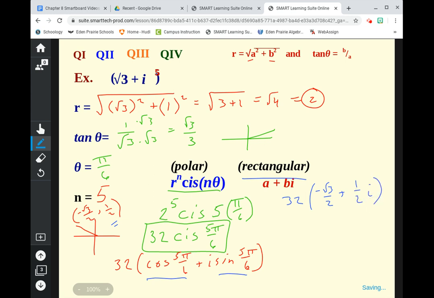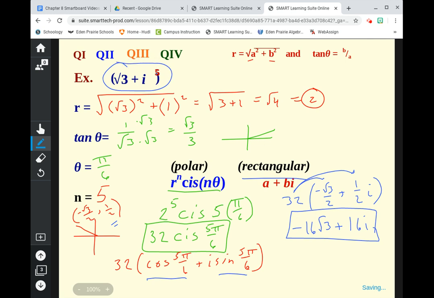And now if I go ahead and distribute the 32, I have 32 times that and 32 times that. 32 times negative root 3 over 2 is actually negative 16 root 3. And 32 times 1/2 is obviously 16 times i. And this is the rectangular form of this example. If I were to take that, multiply it by itself 5 times, I will get this rectangular answer. And again, here is the polar answer.